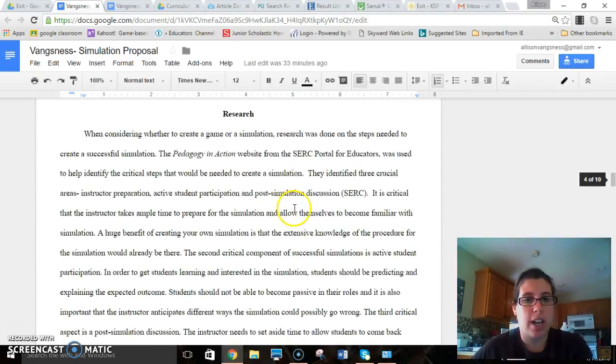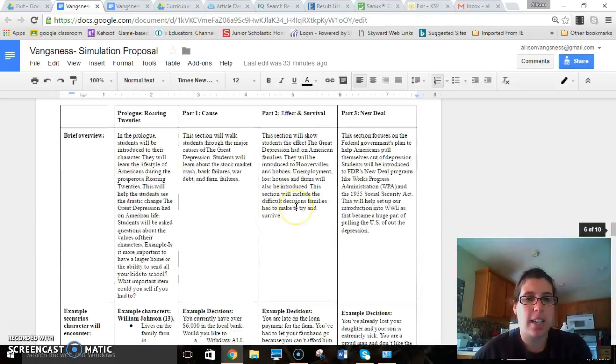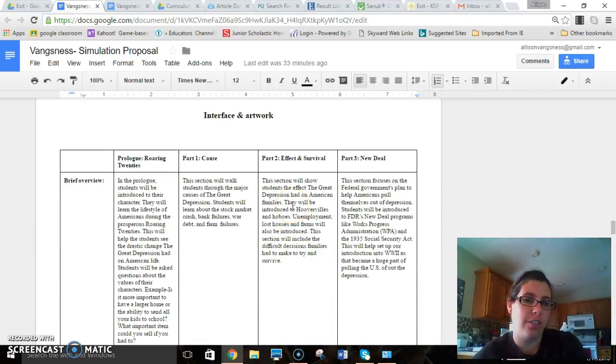As I scroll down, this is kind of how I have the simulation brainstormed in my idea. There are going to be 4 parts to the simulation. The first one is a prologue, and students are going to be learning about the Roaring Twenties and what society was like before the Great Depression hit. Part 1, they're going to look at the different causes. Part 2 is the effect and the survival, and then Part 3 is the New Deal.